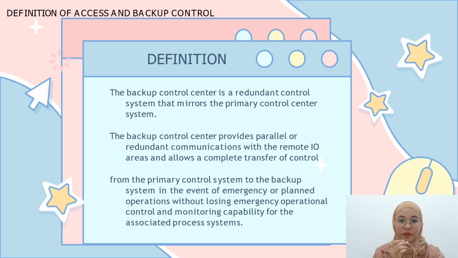Okay, now the definition of access and backup control. The backup control center is the redundant control system that mirrors the primary control center system. The control center provides parallel or redundant communications with remote access to allow a complete transfer of control from the primary control system to the backup system, in the event of an emergency or planned operation, without losing operational controls and monitoring capability for the associated process system.